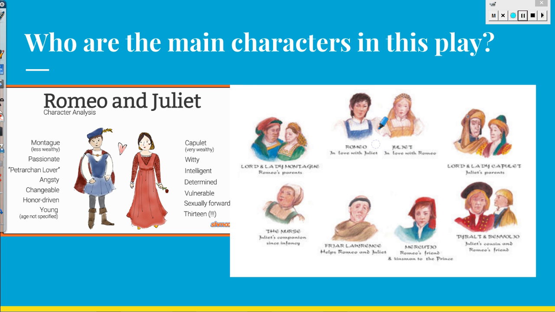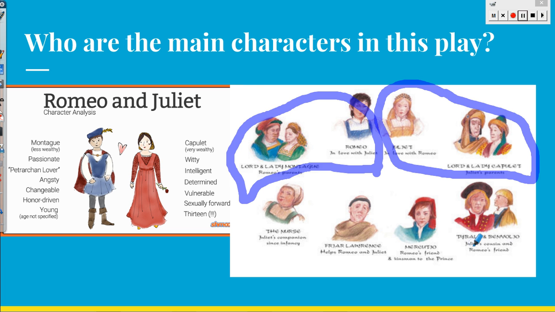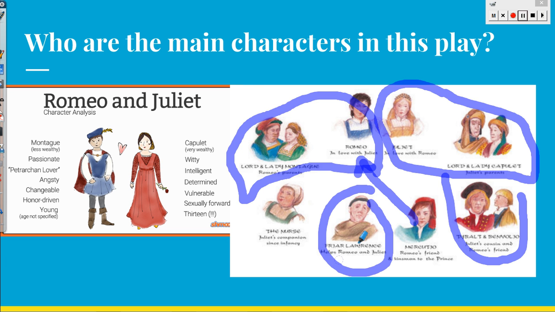So in this picture over here, we see Romeo and Juliet. And Romeo's family are Lord and Lady Montague. Juliet's family are Lord and Lady Capulet. We also have Tybalt, who is Juliet's cousin, and then Mercutio, who's Romeo's friend, and then the friar is the one that marries the two of them in secret and is partly responsible for the confusion that leads to their death. The nurse is also a part of that. She helps Juliet run away with Romeo to get married.